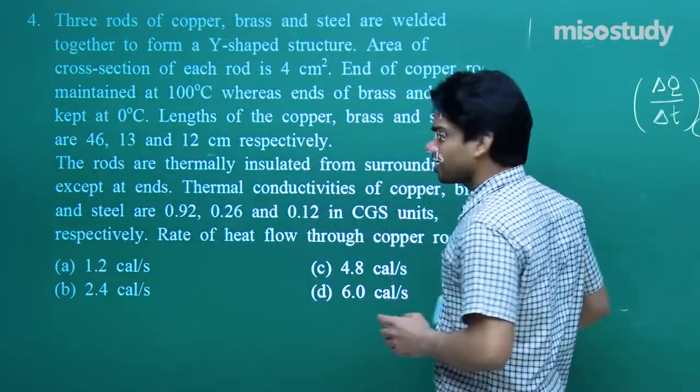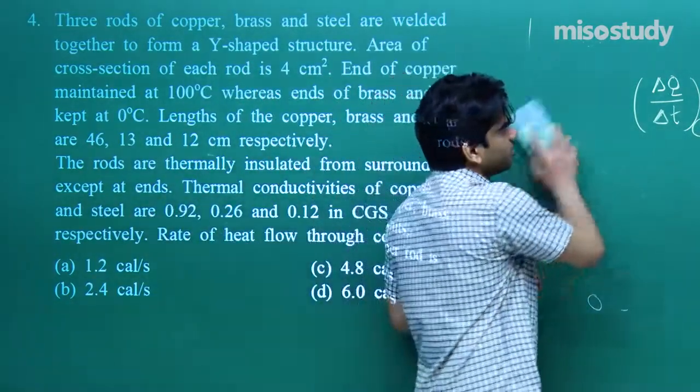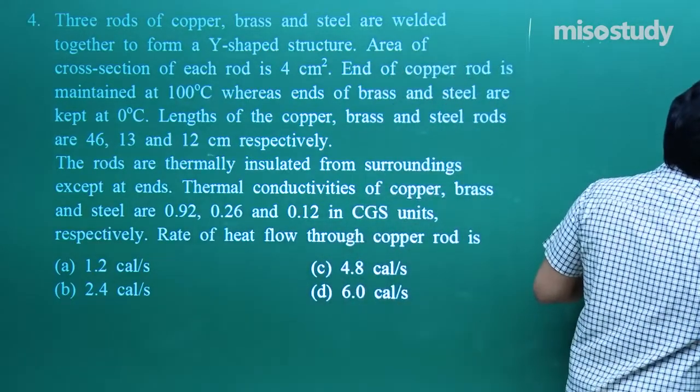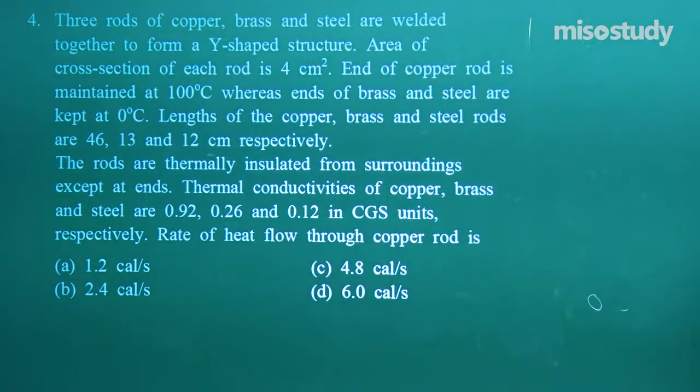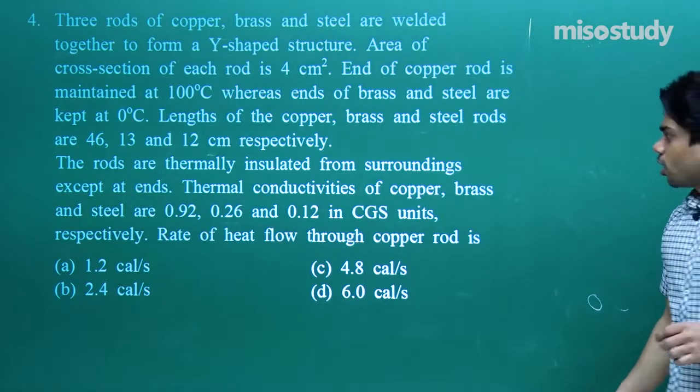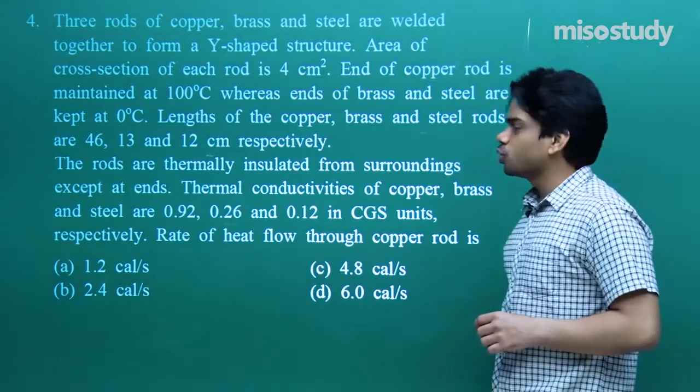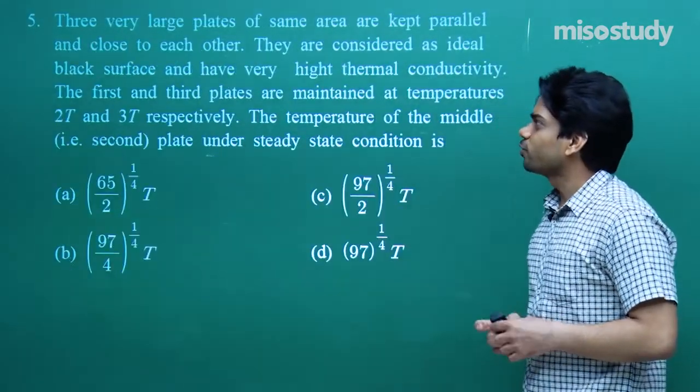Actually, these are the steps you have to take: first find the junction temperature, and then find the rate of heat flow through one of the rods that has been given. Now, without taking more time, let me switch to the last question of this session, that is the fifth one.